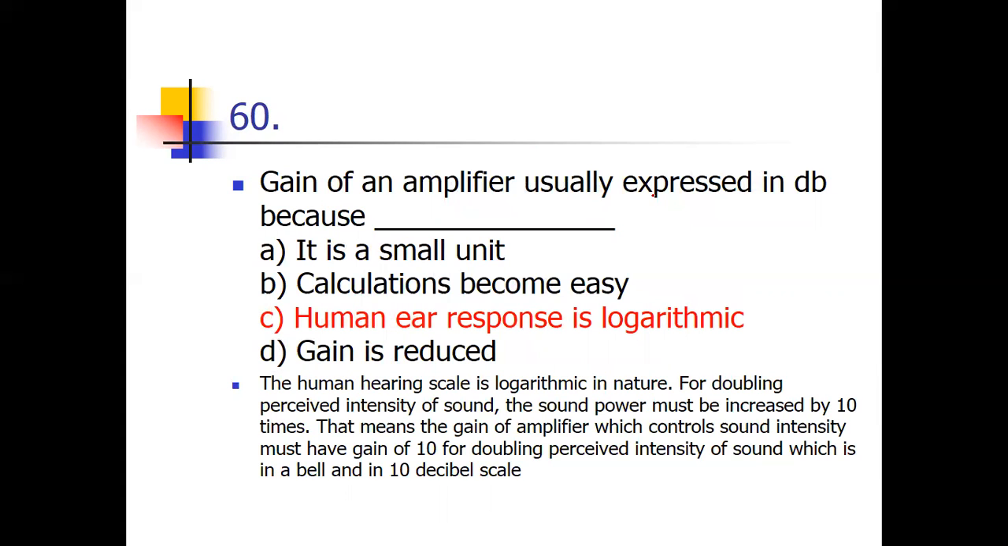The gain of an amplifier is usually expressed in decibel. Why is it always used in decibel? It's a small unit, calculation is easy, gain is low. Human ear response is logarithmic. Whatever the human hearing is, that is log in nature. For doubling the loudness, the sound power is generally increased by 10 times. Means the gain of an amplifier controls sound intensity, which should be in powers of 10. So that is called the decibel scale, or we can say human ear response is logarithmic.